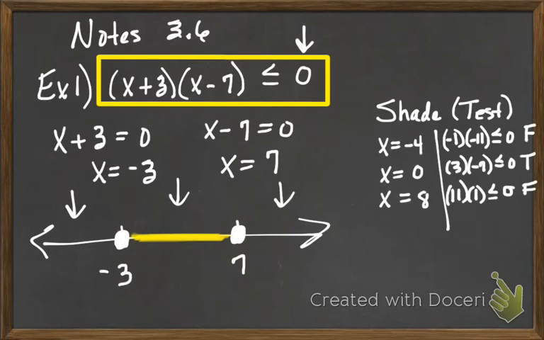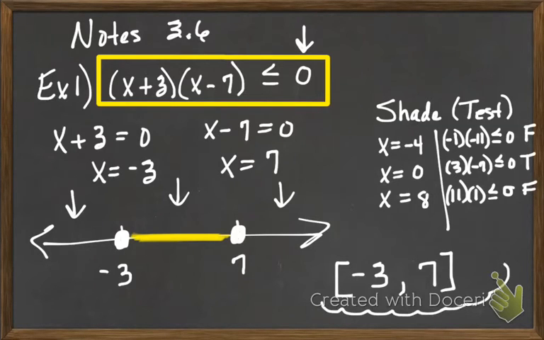So then they want you to write all those solutions that you've shaded in interval notation. So how would I write all the solutions that we've shaded in interval notation? Bracket, -3 all the way to 7, bracket. Those are all your solutions. It's a bunch of solutions. Decimals, fractions, whole numbers. All the numbers from -3 all the way to +7 are the solutions to that polynomial inequality. Questions about example 1? All right, example 2.